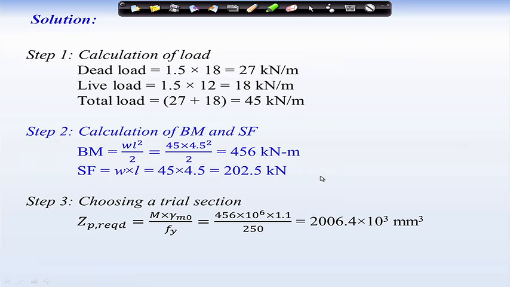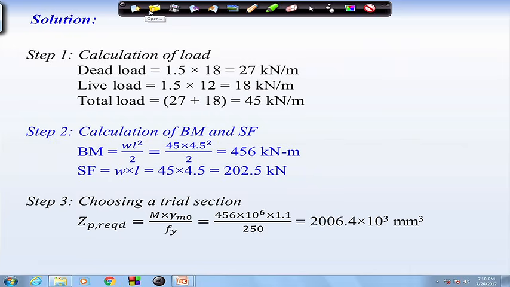Say for example, in the first step we have calculated the factored load, which is coming to 45 kilonewton per meter, 1.5 times dead load plus live load. Then we have found the maximum bending moment, which will be WL square by 8, and maximum shear force, which will be WL by 2 at the support. So, maximum bending moment and maximum shear force are calculated in step 2.